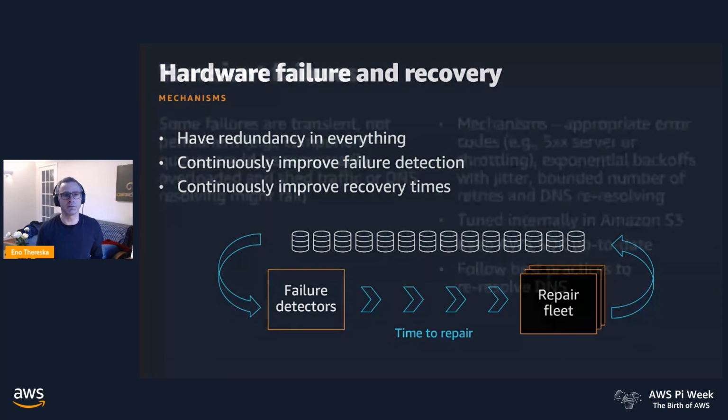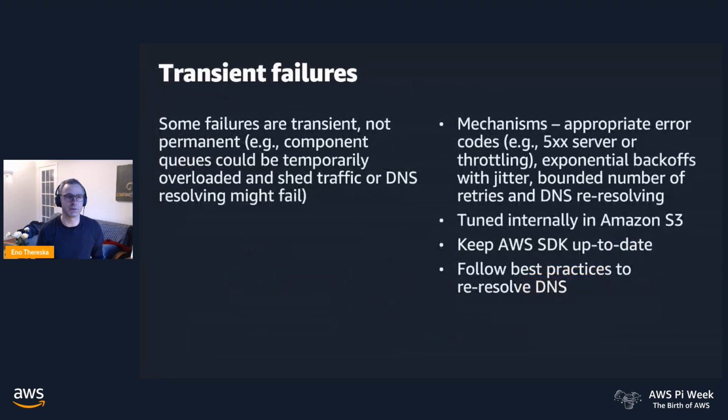So these were the permanent failures. Now, there's another class of failures which are called transient failures. They're not permanent. Things are going wrong for a while, but then they get better again. So component queues on the network could be temporarily overloaded. They could shed some traffic. Perhaps the DNS resolving might fail temporarily, but then it becomes better again, right? Now, what are some of the mechanisms that S3 uses internally to cope with these transient failures?